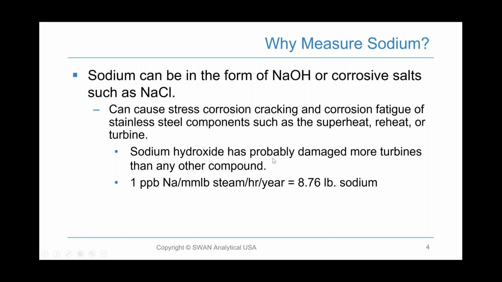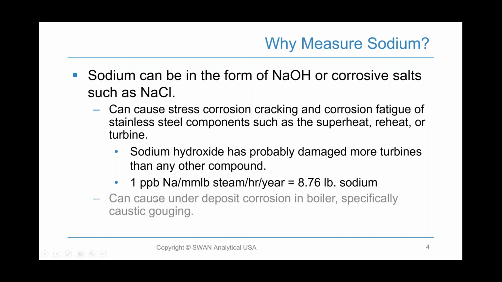I'll give you an example of just how much sodium flows through the steam water cycle on an annual basis. At a concentration of 1 part per billion, 8.76 pounds of sodium will flow through the cycle over the course of a year for every 1 million pounds of steam flow. So as you can see, that's quite a bit of sodium, which allows for the deposition of sodium on the steam turbine during operation. And sodium can also cause underdeposit corrosion in the boiler, and specifically caustic gouging, leading to boiler tube failures.